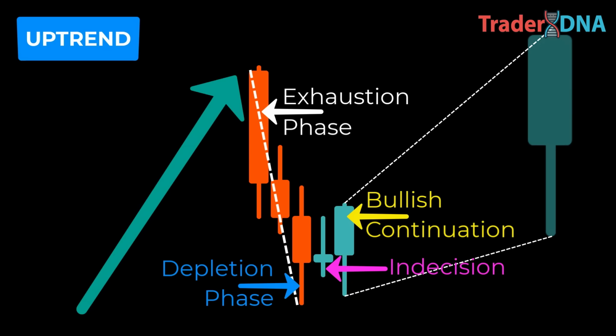And that, my friends, is pattern number 1. You're looking for that exhaustion, the indecision, and then the strong bullish push that tells you, yep, the trend is back on track. How simple was that?